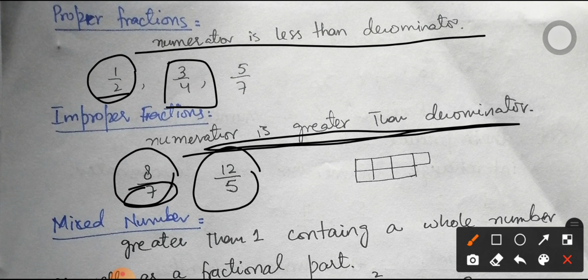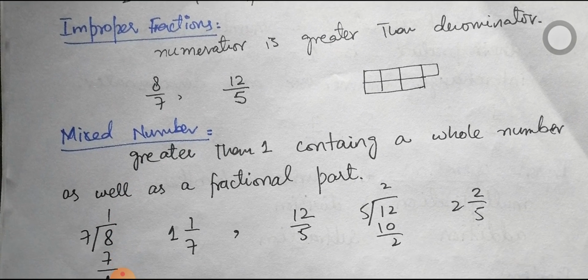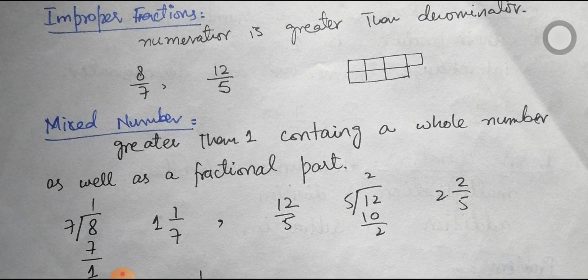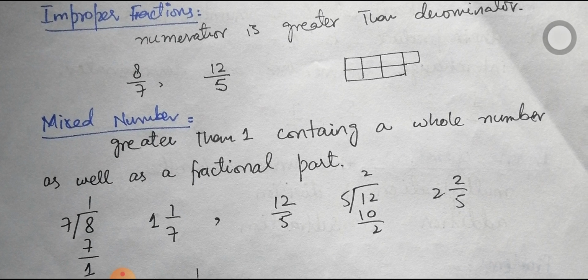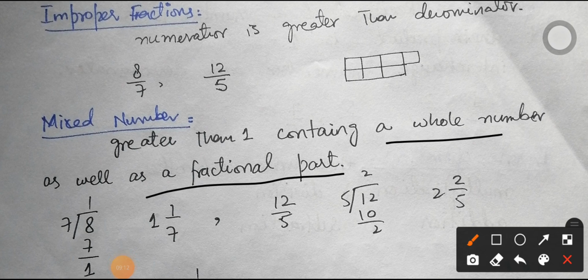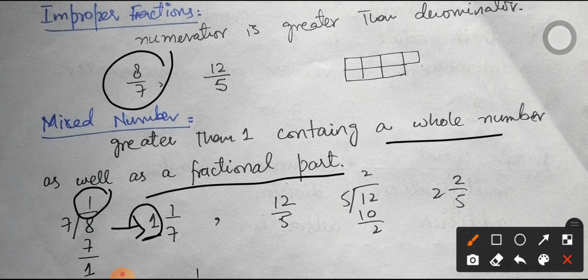Improper fractions are always converted to mixed numbers. Mixed numbers are numbers greater than 1 containing a whole number as well as some fractional part. So here you can see that if we have the fraction 8 by 7, we can divide it: 7 by 1 is 7, and here the remainder is 1. So I can write this improper fraction in mixed number form as 1 whole 1 by 7. The quotient will be your whole number, and then the remainder over the divisor will represent the fraction.